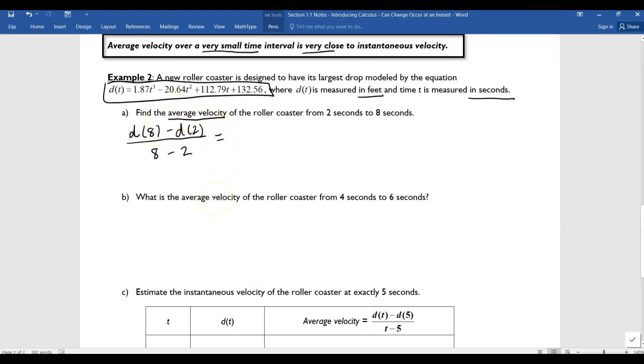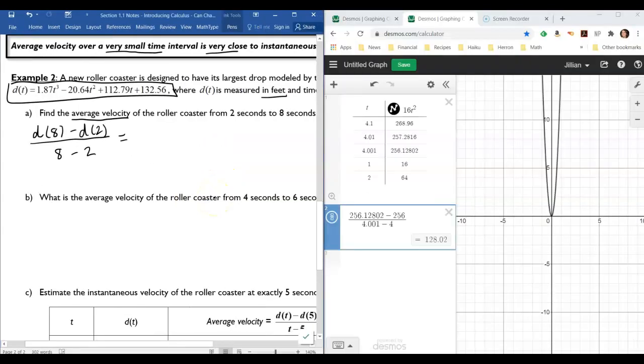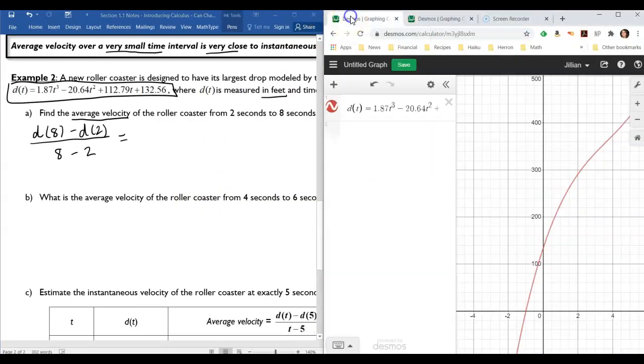Now I definitely don't want to do this by hand. I'm going to go back over to Desmos, and I actually have this typed in already. Besides just using that other table that I had made, I can add a table here. Instead of y1, I can say d of x1, so it's going to take my x's from the first column and put them in the second column. Just a different way to do it. And so I want to find d at 8 and d at 2.